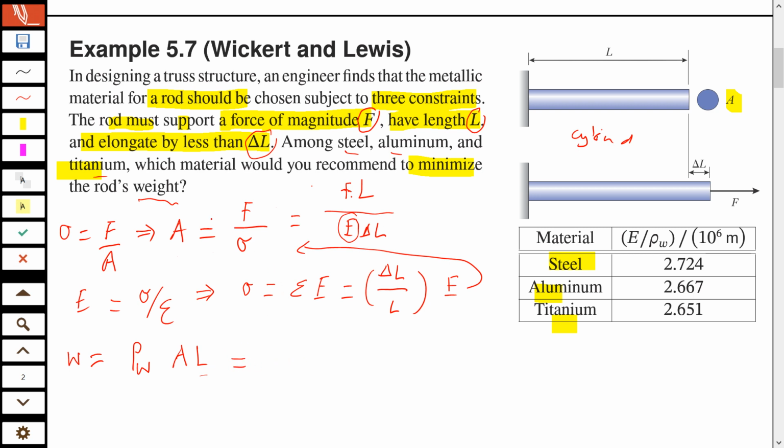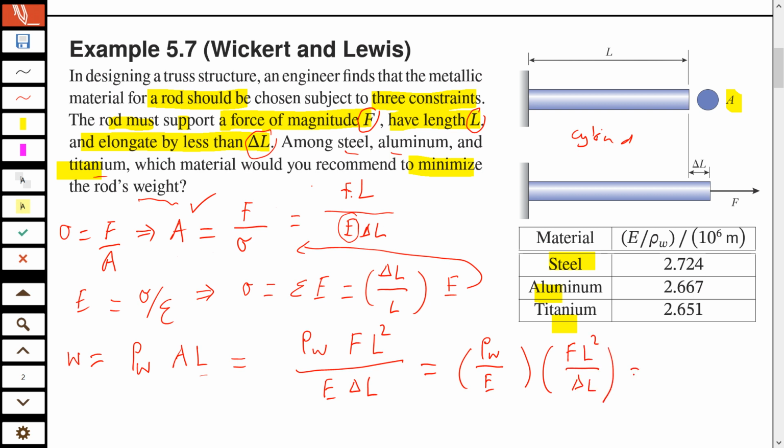Yes, sir. Now I can plug that value of A, yeah? So what do I get? Rho W, a material property, and weight is F L squared, because L is already there, divided by E times delta L. Now I want to express this in two forms and you have to tell me why I am doing that, okay? So I want to write it either in this form or I want to write it in this form.